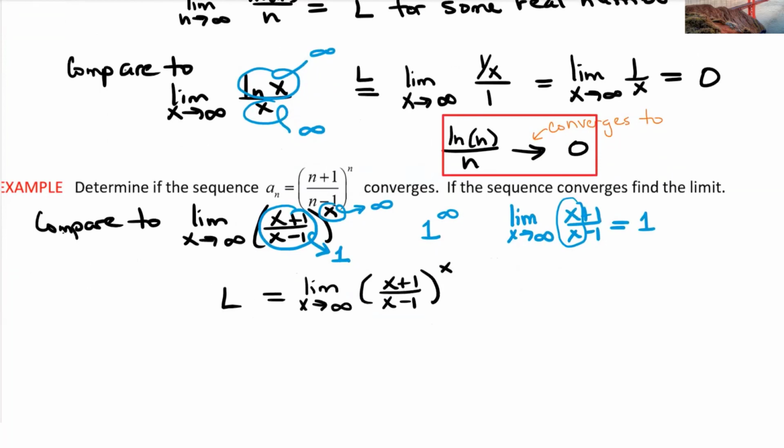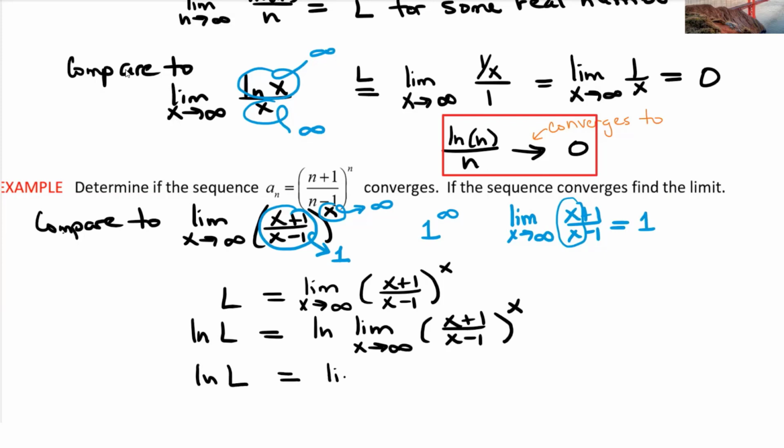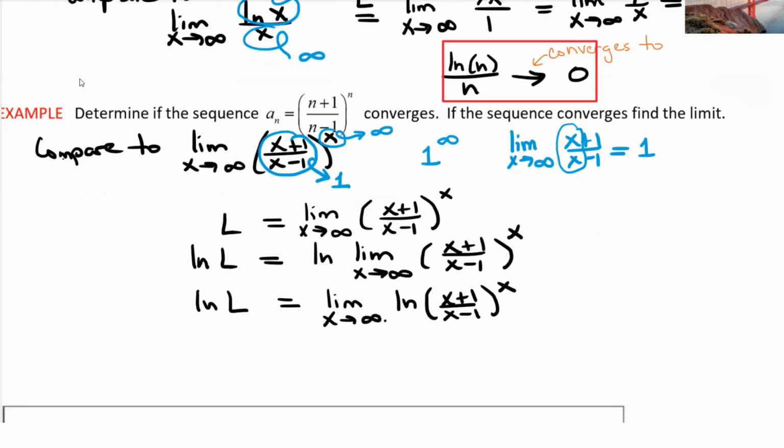We can take the natural log of both sides. So we could say that the natural log of L must be equal to the natural log of the limit as x goes to infinity of x plus 1 over x minus 1 to the x power. You remember doing that? And then what did we do next? Excellent. I'm so glad that you remembered that, Emilio. Yes, we're actually allowed to bring the natural log through the limit. And then yes, that's right, Max. We can bring the x to the front of the natural log. Okay, and then now what?